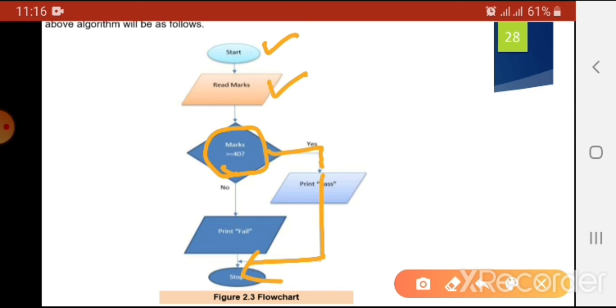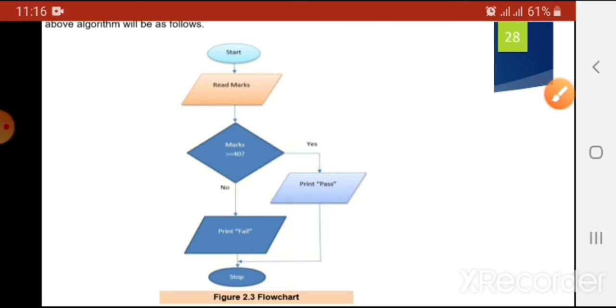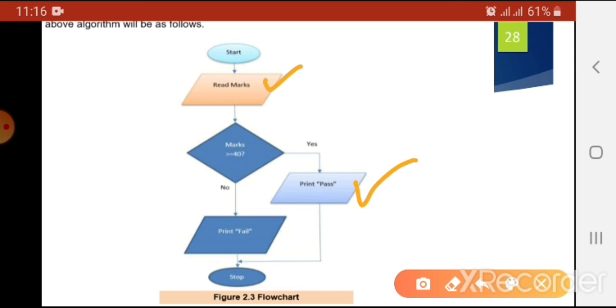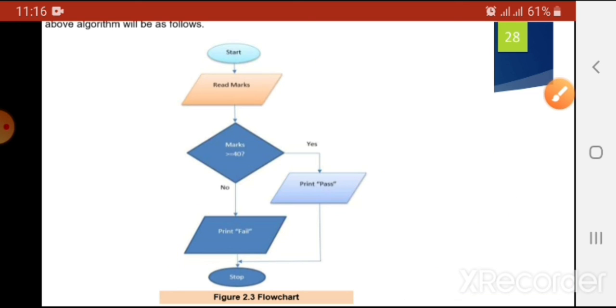If marks are not greater than 40, for example, if I enter 20, it will check if 20 is greater than or equal to 40. If this condition is false, then simply it will print fail and will stop. As you can see, there are 3 parallelograms used in this flowchart because one is input and the rest 2 are the outputs. As we have discussed, for input and output we use the parallelogram.